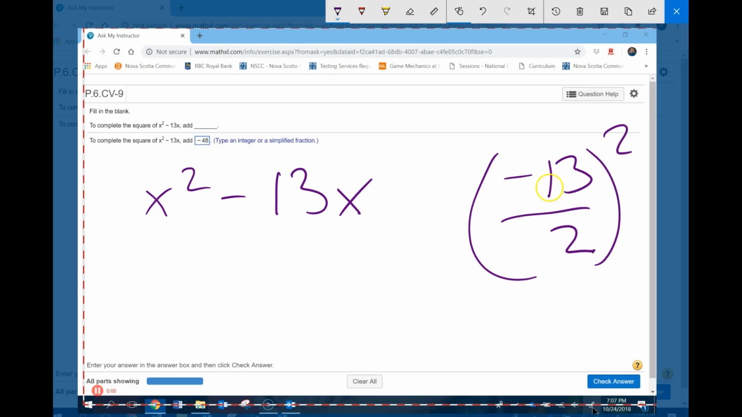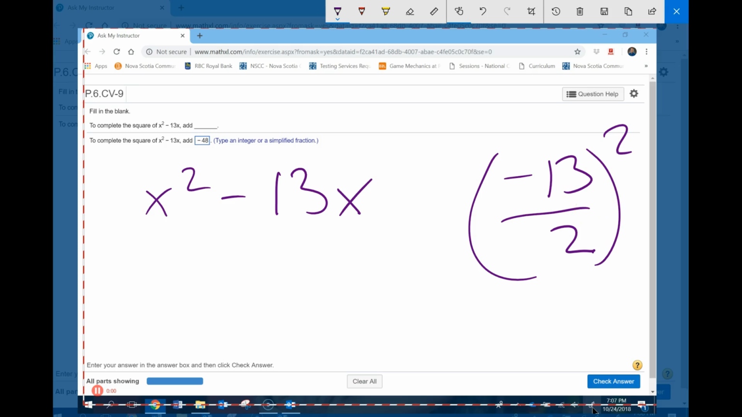So recall a couple of things. Number one, when we square a negative number, it becomes positive. I noticed you said 48. We're never going to have a negative in this case because we're squaring it, right? Two negatives come out to be a positive. Also, when we square a fraction, we have to square the top and we have to square the bottom.